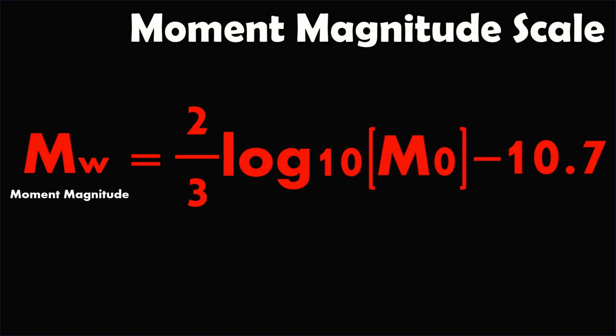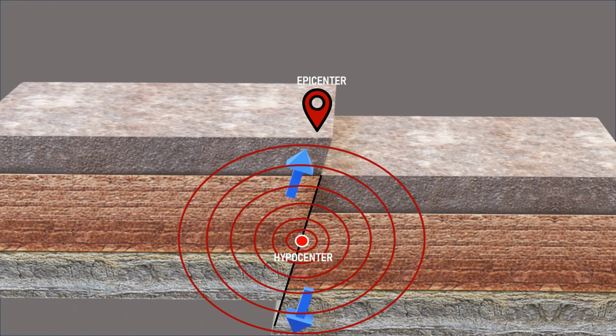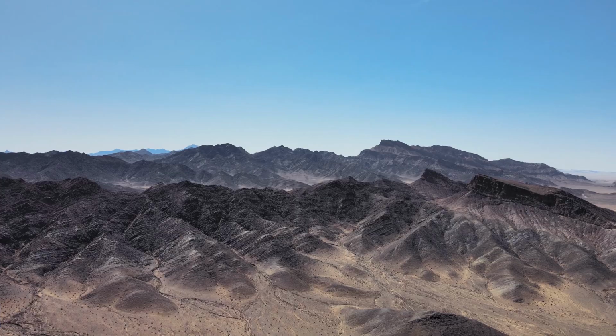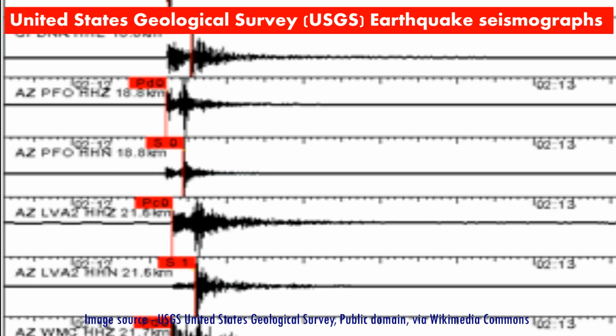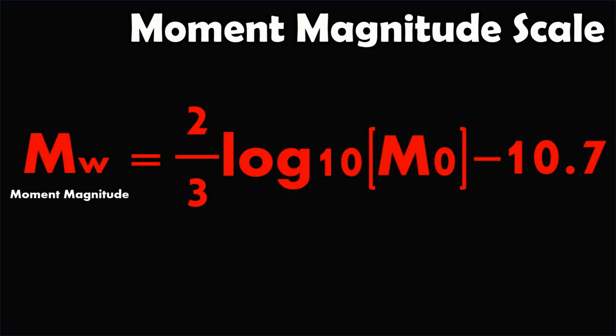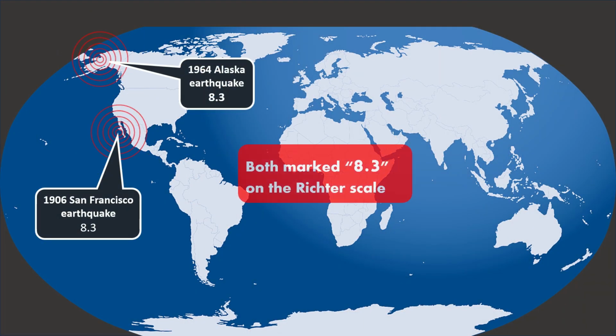It also does not saturate, meaning it can measure giant quakes correctly. MW is calculated using several factors like how much of the fault slipped, how far the ground moved, the strength of the rocks, and detailed data from modern seismographs. Its accuracy can be understood with a simple example. Two earthquakes marked 8.3 on the Richter scale.